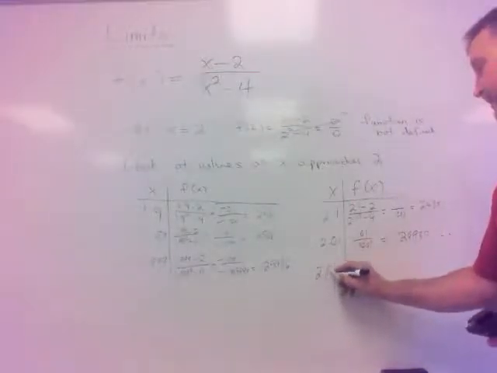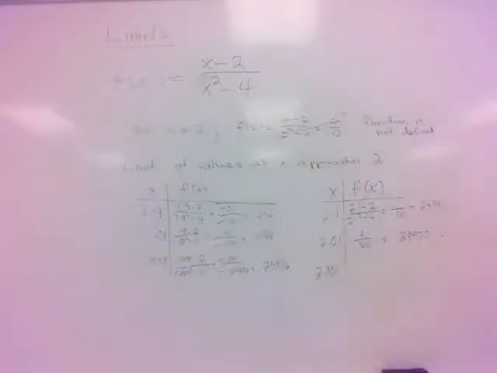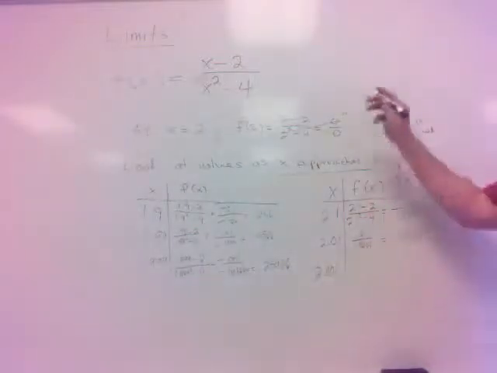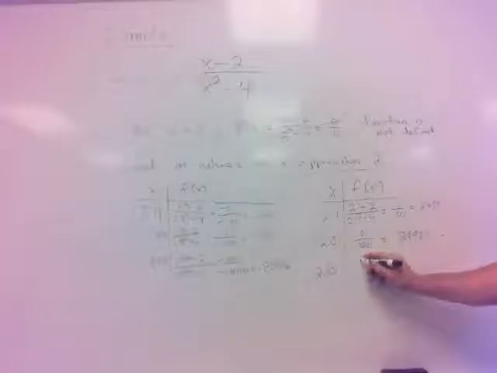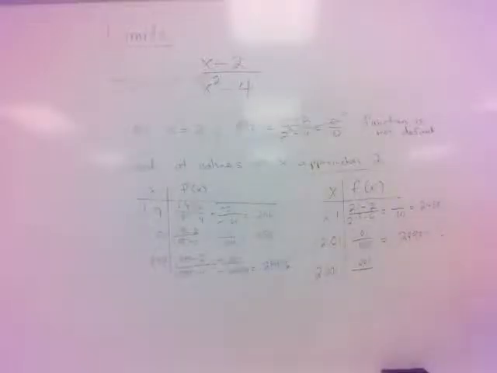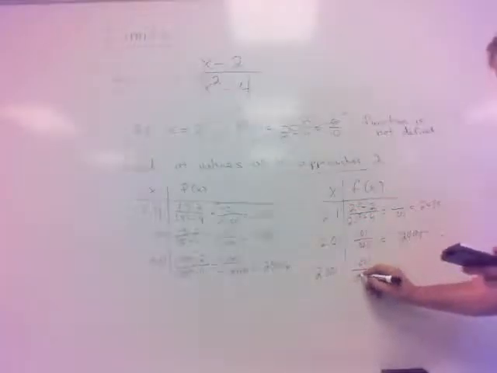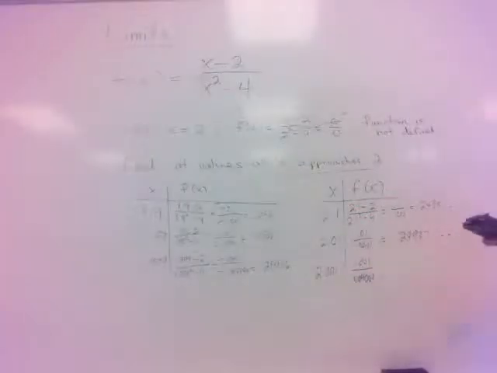And then better yet, 2.001 would be the next in line. With me on that? Getting closer and closer, trying to approach x approaching 2. All right, so that would give me 2.001 minus 2. That's easy, 0.001. 2.001 squared minus 4 is 0.004001. So divide that.